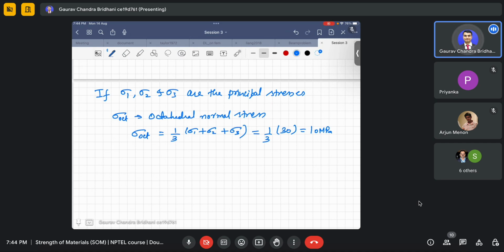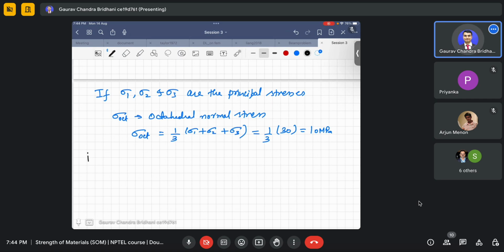There is also a representation of sigma octahedral in terms of sigma xx, sigma yy, sigma zz, tau xy, tau yz, tau zx. If you are following some book, go through that book and you will find it. So that is sigma octahedral, and in our case we find it to be 10 MPa.